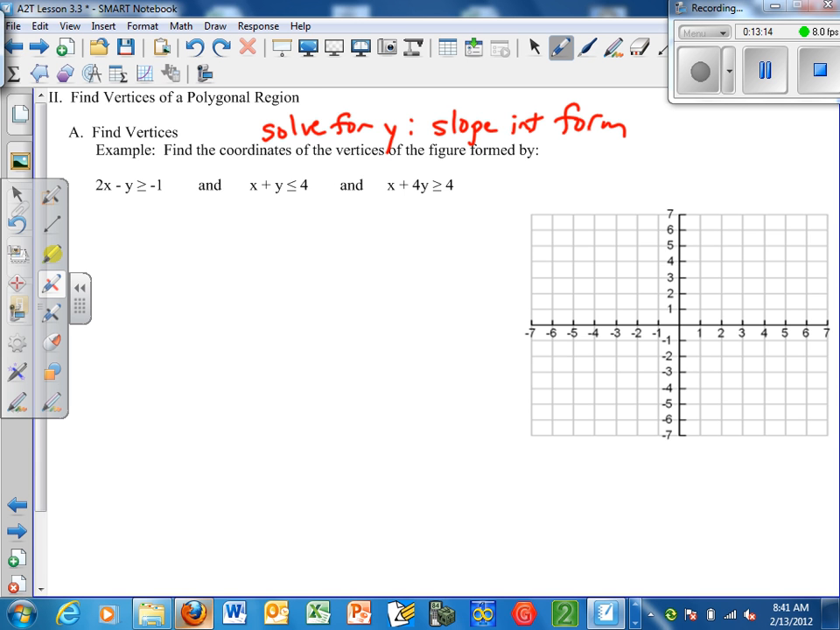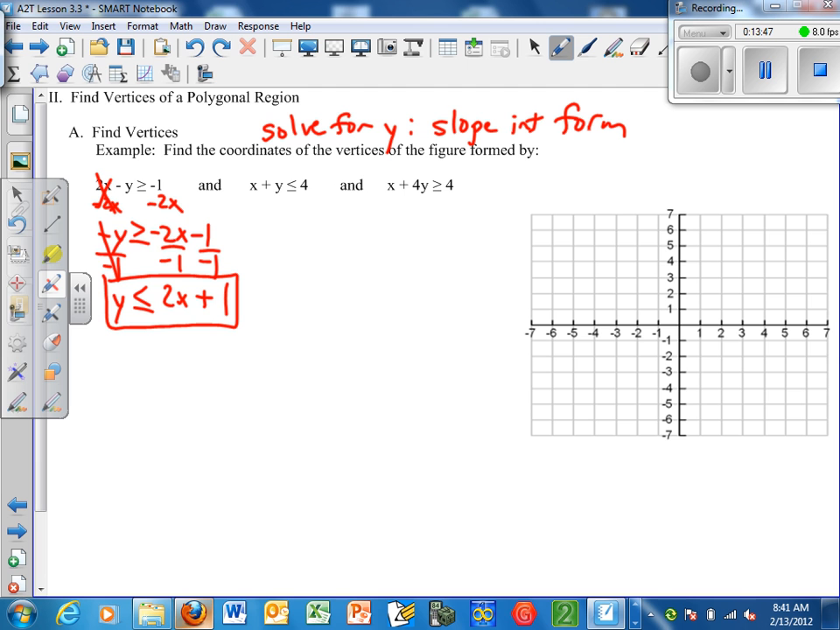So this one, I'm going to subtract 2x. That's gone, so I have negative y is greater than or equal to negative 2x minus 1. Now I have negative y, that's like negative 1 times y, so I want to divide all terms by negative 1. Remember, when you divide by a negative, reverse the symbol, so put that in your notes. Negative divided by a negative would equal a positive 2 in front of the x, and negative 1 divided by negative 1 is 1. So here's the first one, solved for y.